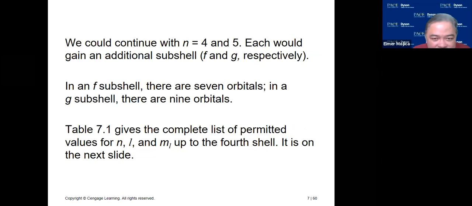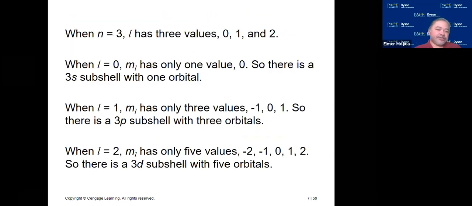We go until I think until 4. So when N is equal to 3, you have 3 values of L. It could be 0, 1, and 2. That means we designate it as 3S, 3P, 3D. Okay? When L is equal to 0, again, your M sub L has only 1 value, which is 0. So there's only 1 orbital for the 3S subshell. Now, when L is equal to 1, the M sub L has 3 values, -1, 0, and 1. So there is a 3p subshell with 3 orbitals. Now, when L is equal to 2, M sub L has 5 values: -2, -1, 0, 1, and 2. So there is a 3d subshell with 5 orbitals.